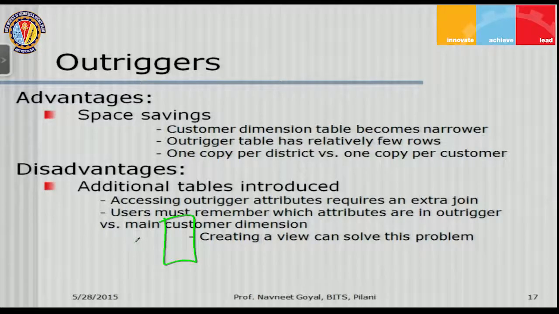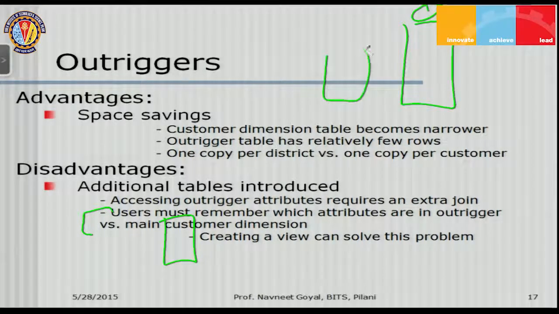Advantages: save space because you have removed a repeating block of data. And disadvantages: additional tables introduced, and accessing outrigger attributes can require an extra join, and again the same problem that we had. Users must remember which attributes are in the outrigger versus the main customer dimension. And since this is a kind of normalization, suppose this is my customer table, customer dimension, and this is my outrigger.